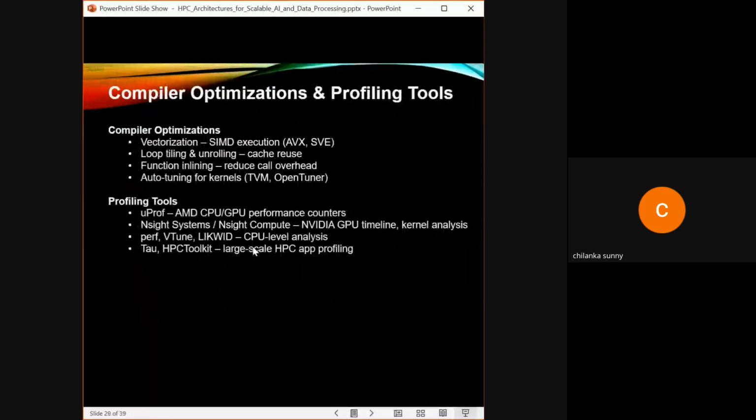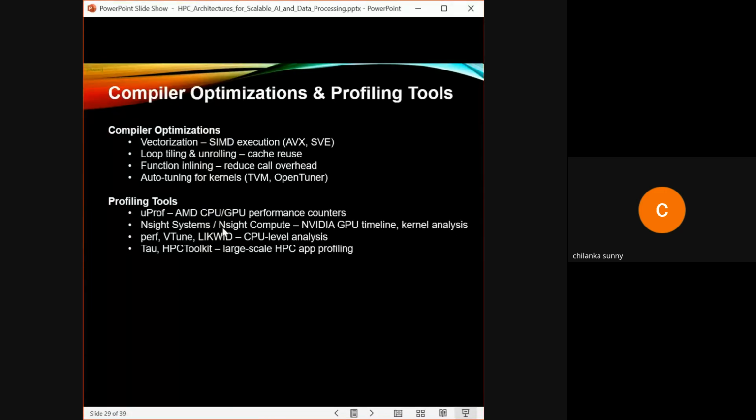And from the compiler side, we have techniques like vectorization that enables SIMD execution using AVX or SVE instructions. And we have loop tiling and loop unrolling that will improve cache reuse. Or we can apply function inlining that will reduce the function call overheads. And there are auto-tuning tools like TVM or OpenTuner that will optimize the kernels for specific architectures.